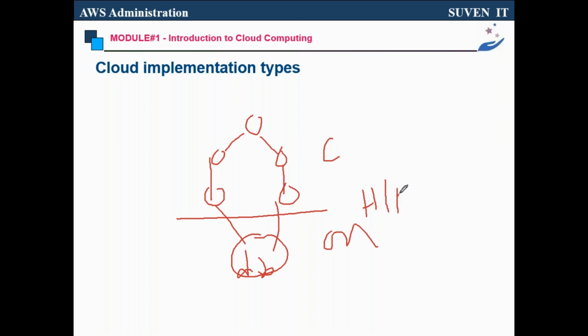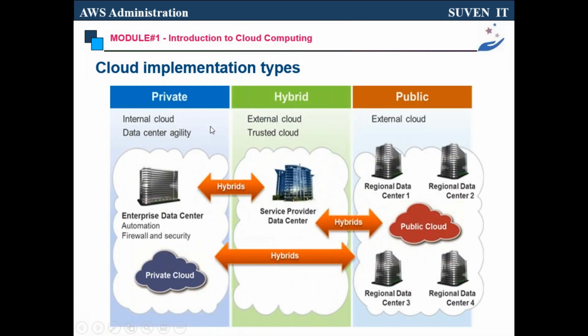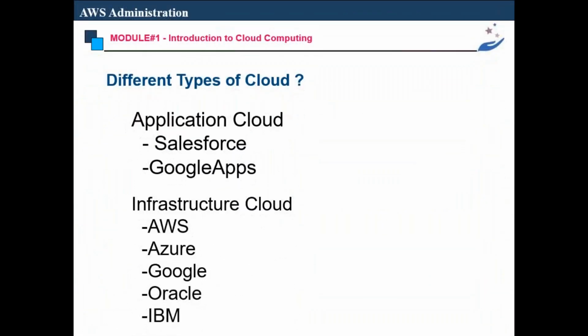So I hope everyone understands the implementation types. If anyone is not clear about the implementation types, let me know and I will explain. What is private cloud? What is hybrid cloud? What is public cloud? If not clear, let me know. Before proceeding to the cloud types, any questions, anyone? Sir, can you explain with an example?